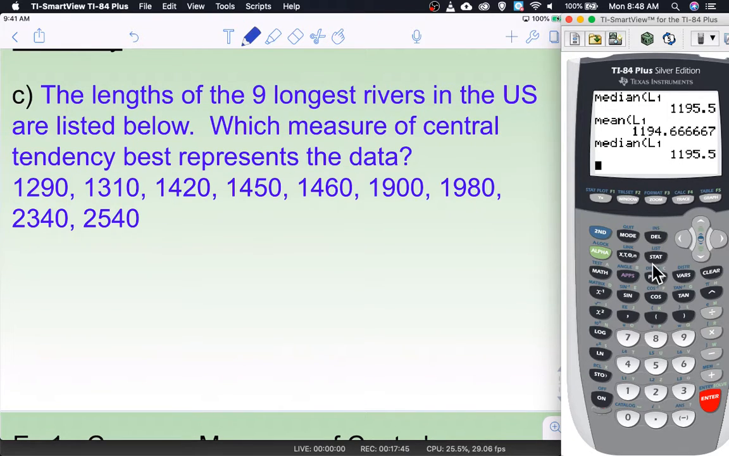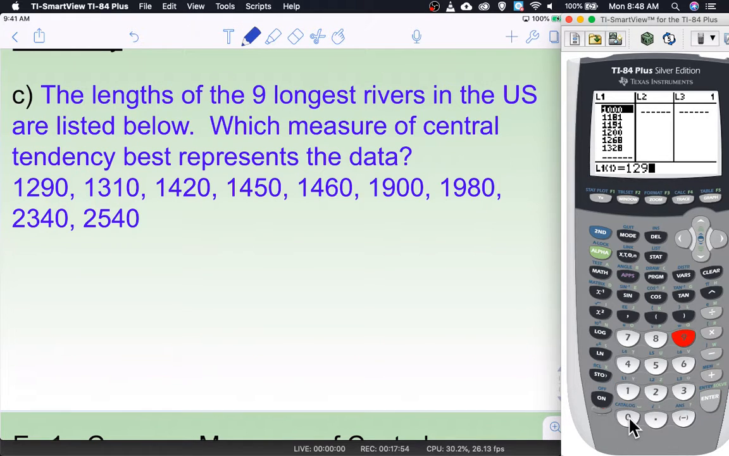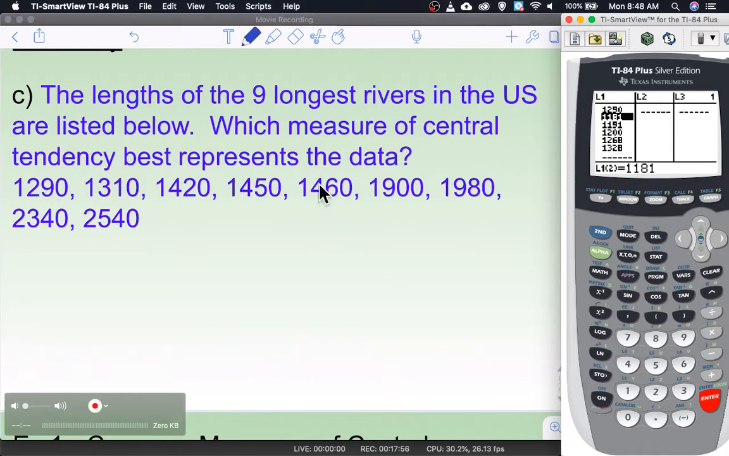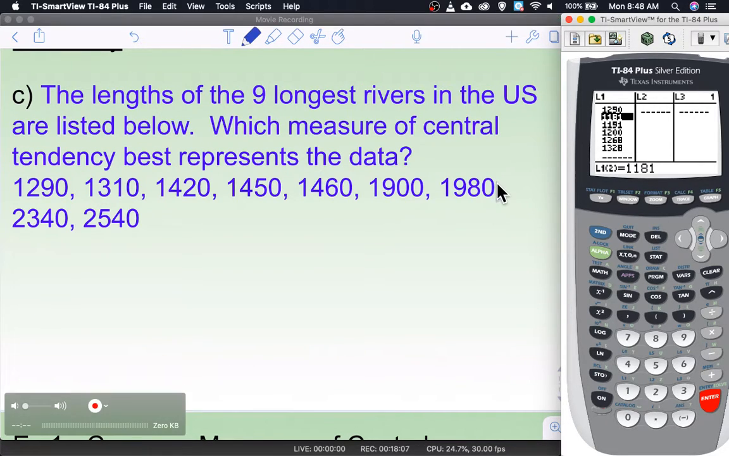If you wanted to do that, you would have to go into Stat and Edit. And here's your list 1, and you just retype over these same numbers. 1, 2, 9, 0, enter, and it'll just go through and change them. You can do that, or you can do it by hand. It's up to you. So I would like you to decide which measure of central tendency, mean, median, or mode, best represents this data. Go ahead and do that right now.